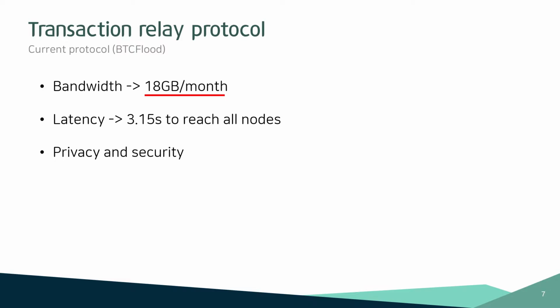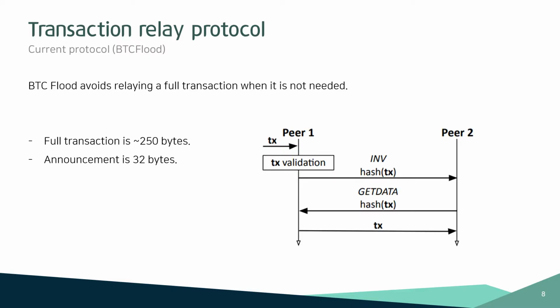We aim to reduce the bandwidth, which uses 18 GB per month. This is a very big size, and of course Bitcoin developers are not stupid, so they don't flood the full transaction. Instead, they first send the 32-byte transaction hash to check whether it is owned by other peers.